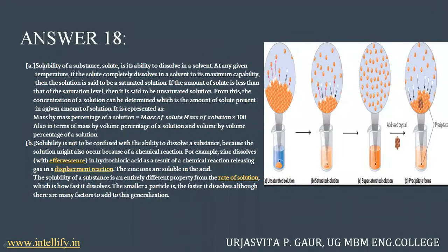So in the first part, we're going to first try to have a closer look at what is solubility and saturation. Solubility of a substance, or the solute, is the ability to dissolve in a solvent. At a given temperature, if the solute dissolves in a solvent to its maximum capability, then the solution is said to be a saturated solution. If the amount of solute is less than that of the saturation level, then it is said to be an unsaturated solution, right? Now from this, the concentration of solutions can also be determined, which is the amount of solute present in a given amount of solution.